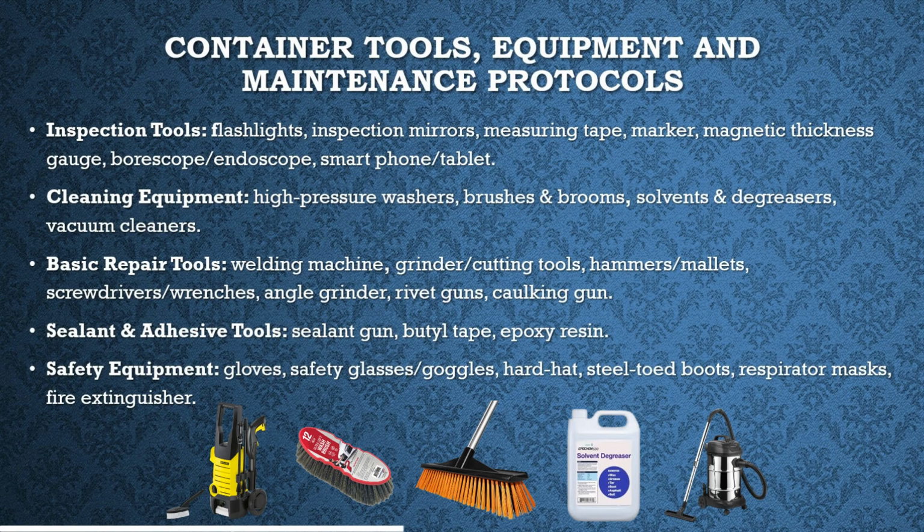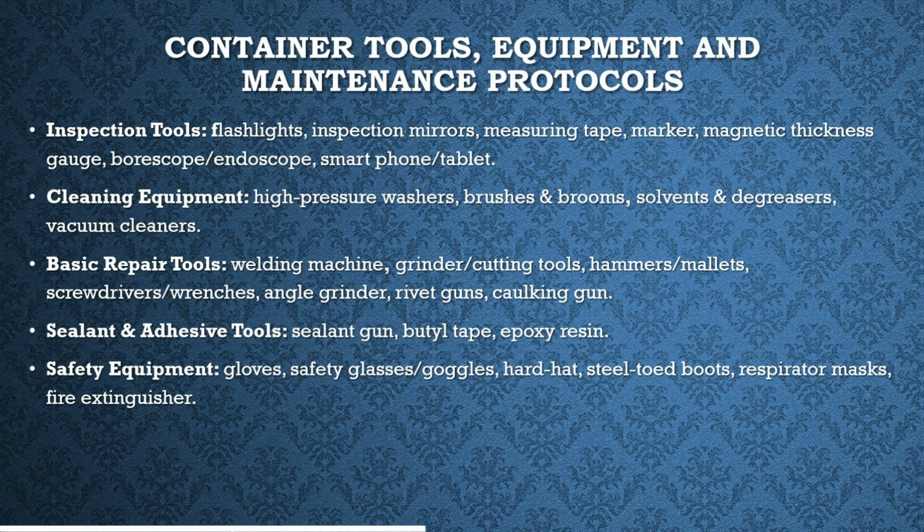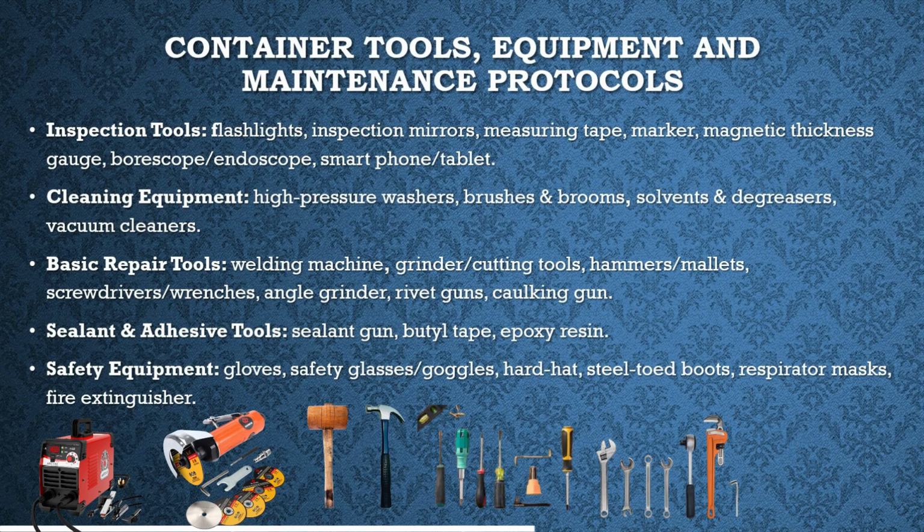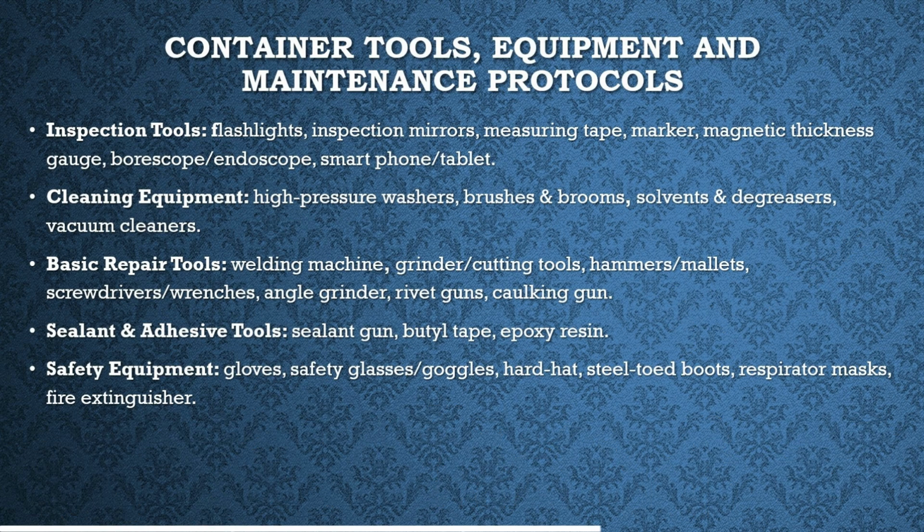Third point will be basic repair tools that are used to repair damaged containers. That includes welding machines, grinder and cutting tools, hammer, mallets, screwdrivers, wrenches, pry bars, and a caulking gun. The fourth point is for sealing holes and open pockets in the containers. This means you will be needing a sealant gun, a butyl tape, and epoxy resin.